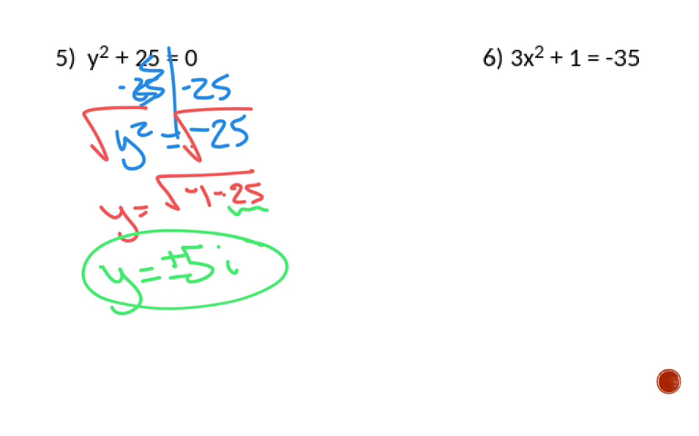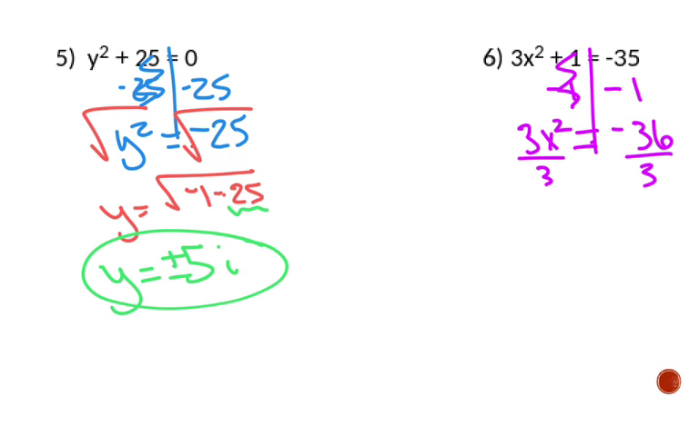And then example 6, we have 3x squared plus 1 equals negative 35. So we'll subtract 1. So 3x squared equals, negative 35 minus 1 is negative 36. Divide by 3. So x squared equals negative 36 divided by 3 is negative 12. It's supposed to be a 12 there. Okay, and then we want to take the square root.